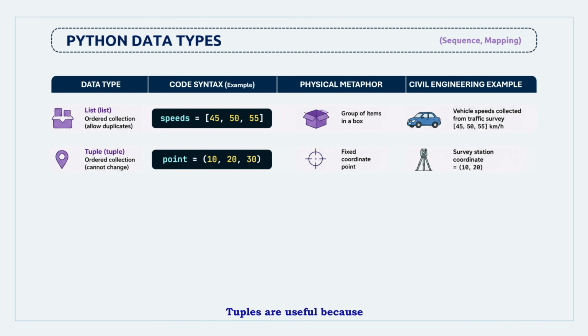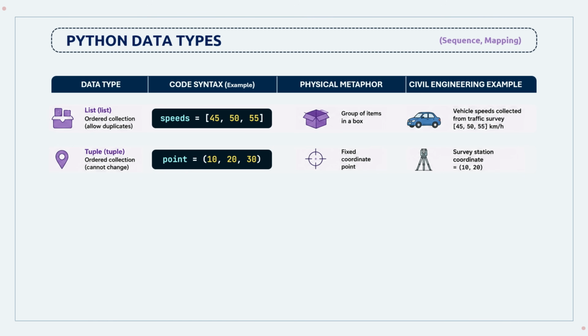Tuples are useful because coordinates should remain fixed, accidental modification is prevented, and also data becomes safer. Tuples are commonly used to store survey coordinates, GPS locations, structural node coordinates, beam end positions, bridge support locations, and likewise.